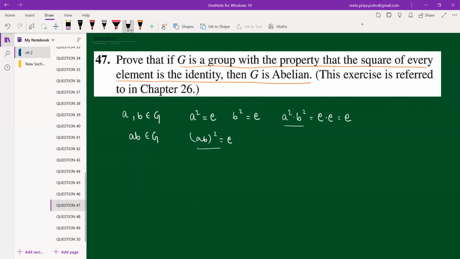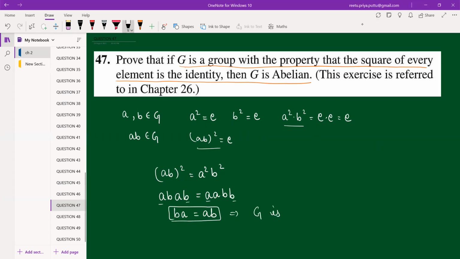Now from here and here, we get (ab) whole square equals a square b square. So we can write abab equals aabb. By the cancellation law, we can cancel a on the left and we can cancel b on the right. So we have ba equals ab, and this implies that G is abelian.